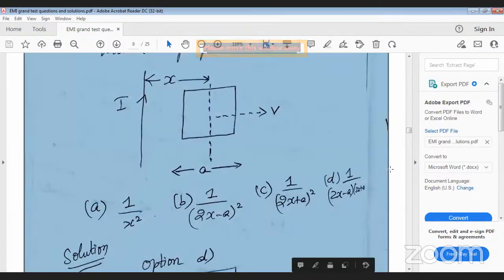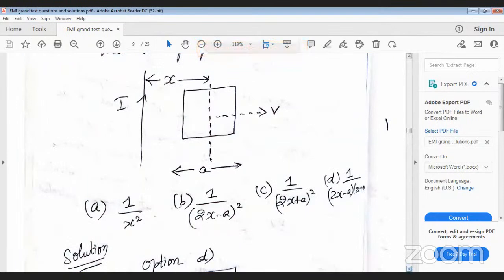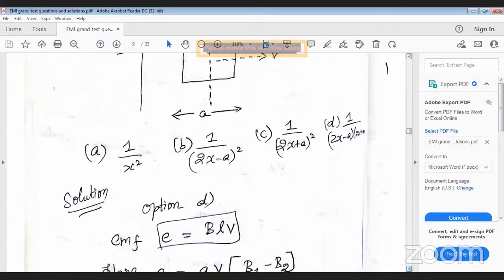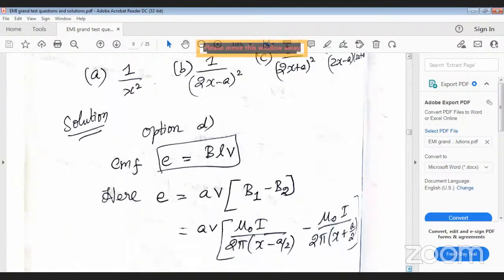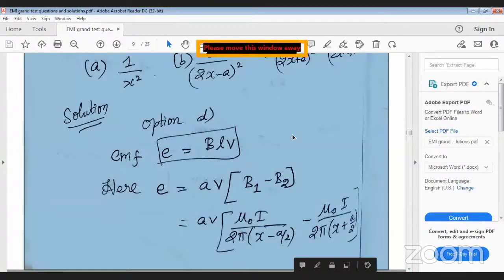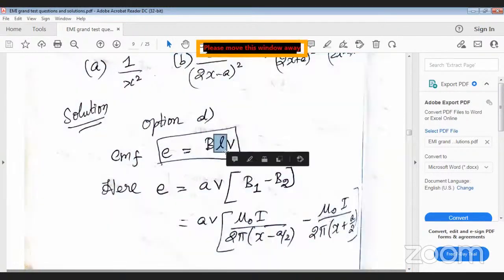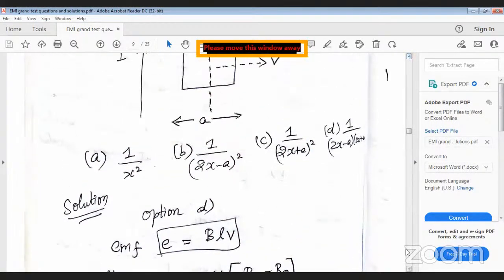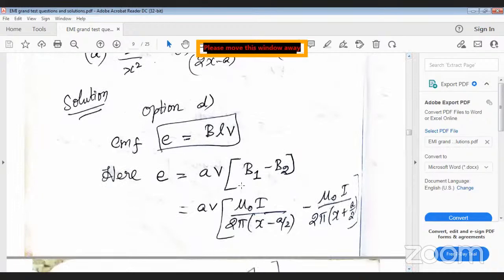So based on that, you need to find out the answer. For this, option D is the right answer. How? Let us see. E equal to BLV. E equal to BLV is the formula which you need to use. L means the length of the frame. Here the length and the side of the square are the same, so instead of L, you need to write small letter a.